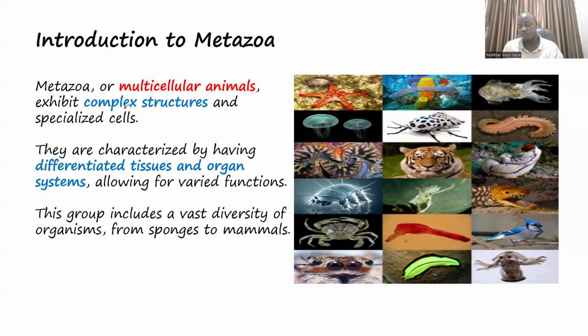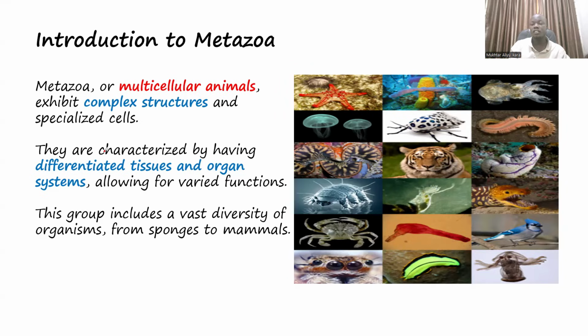Generally they are invertebrates, but they have specialized cells. They undergo cellular specialization and differentiation. They are characterized by having differentiated tissues and organ systems allowing for various functions. They are multicellular, meaning that they have many cells, and they can undergo cellular differentiation, which gives them differentiated cells and differentiated organs.